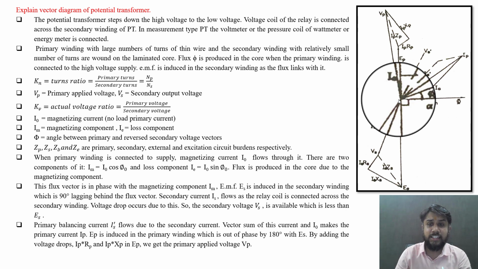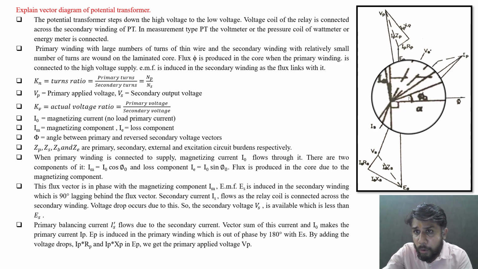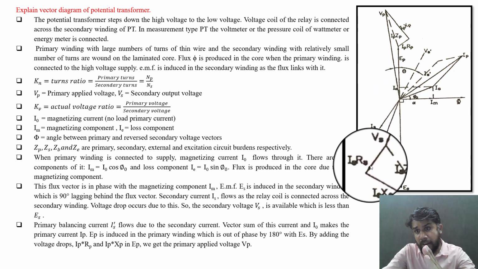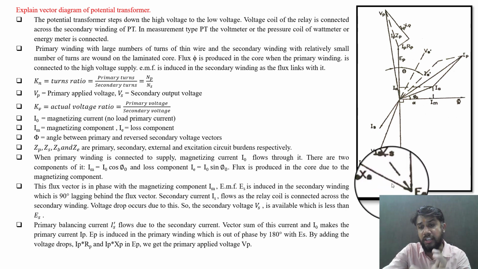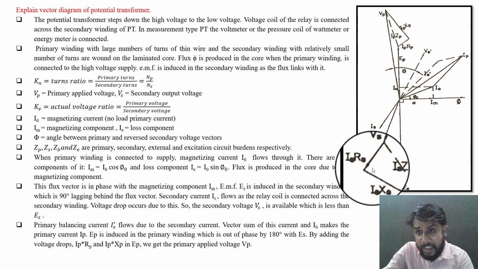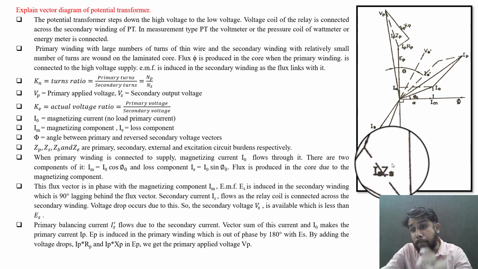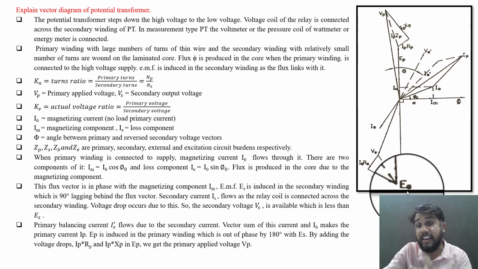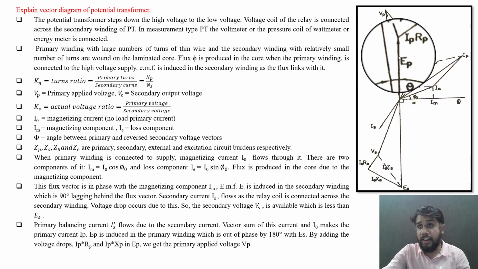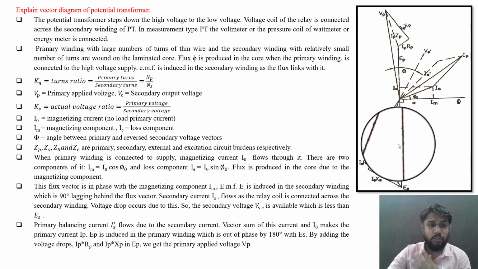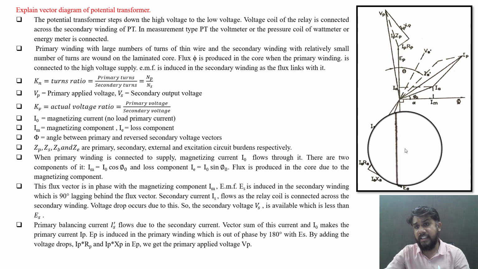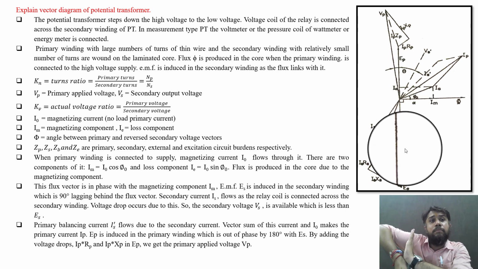Now the primary balancing current IS dash flows due to the secondary current. So this IS dash is opposite to IS. Now we have Vs. Similarly, the ISRS drop is added to it, and the ISXS drop due to the inductive component, which sum up to IS into ZS, the secondary impedance voltage drop. So IS ZS added to Vs sums up to ES. This is the secondary voltage ES, which is 180 degrees out of phase with EP. By adding all these drops, we can get EP and ES. So this is how EP and ES are 180 degrees out of phase in the potential transformer.